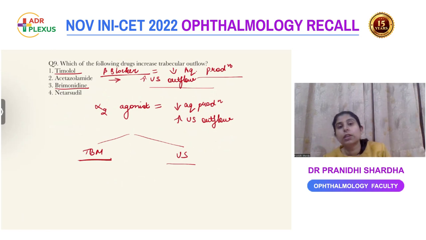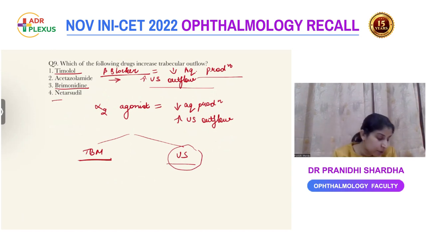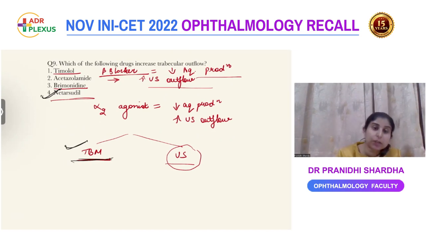But most of the anti-glaucoma drugs which are available till now used to increase the uveoscleral outflow. But netarsudil, a very recent addition of anti-glaucoma drugs, increases the trabecular meshwork outflow. It is a very effective anti-glaucoma drug which has come into the market right now, which increases the trabecular meshwork outflow and also decreases the production. It has a dual mechanism of action, so it is a very, very beneficial anti-glaucoma drug.